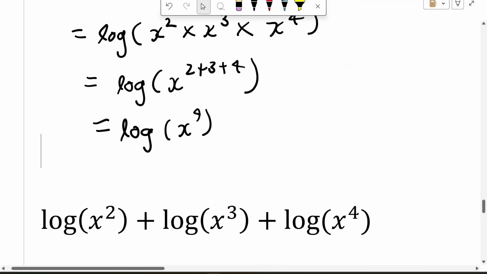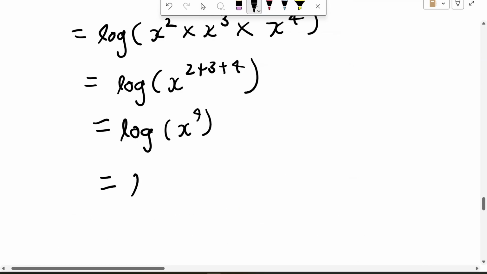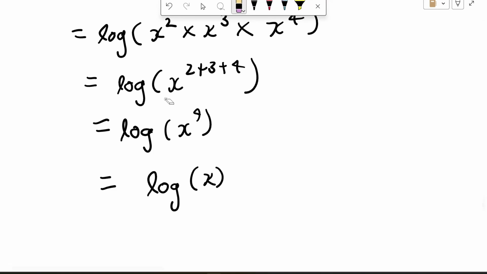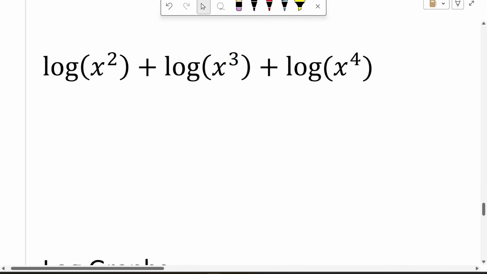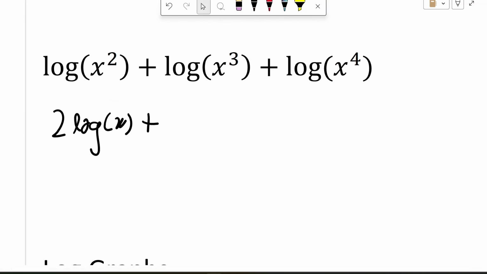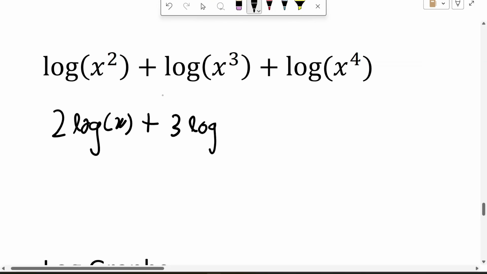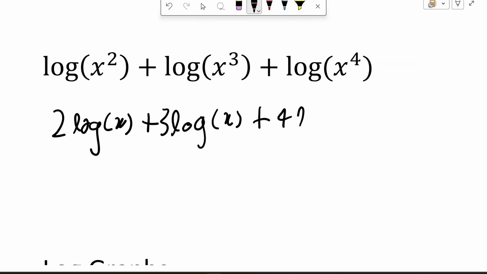Now, if you want, you can use another log law here. So this 9 could come out the front, and you could get 9 log of x. One other approach you could do, just to prove to ourselves that the log laws are consistent, is you could pull the powers out the front. So this one you could write as 2 log of x. This one you could write as 3 log of x. And this one you could write as 4 log of x.